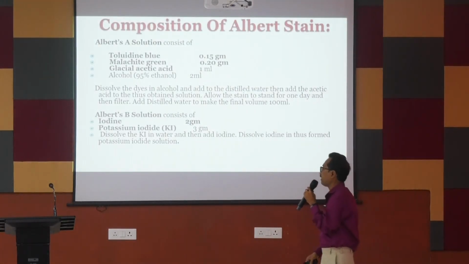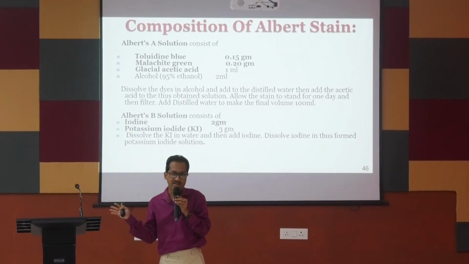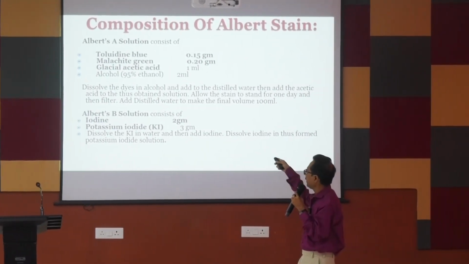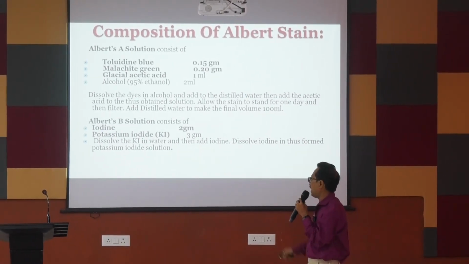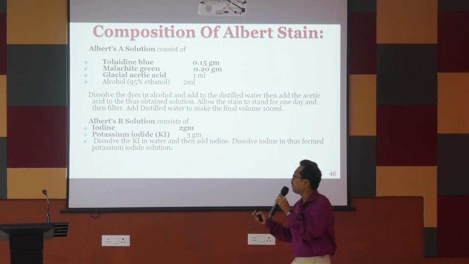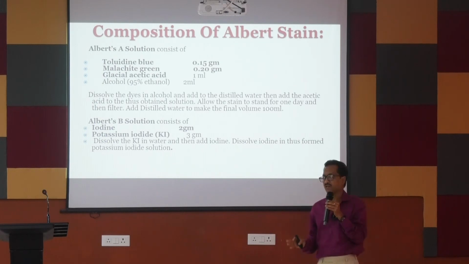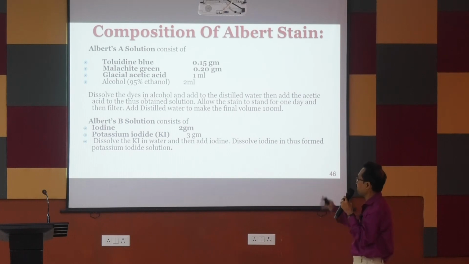Now this is the composition of Albert stain. Albert stain is composed of two parts, Albert A and Albert B. What are the main components of Albert stain? The main components of Albert A are toluidine blue, malachite green and glacial acetic acid, and Albert B is iodine and potassium iodide. So remember, this is the composition of Albert stain. Albert stain part A contains toluidine blue, malachite green and glacial acetic acid, and the next part, Albert B, consists of iodine and potassium iodide.